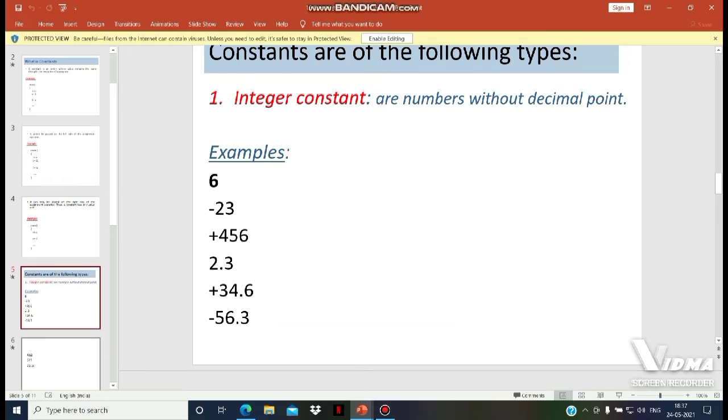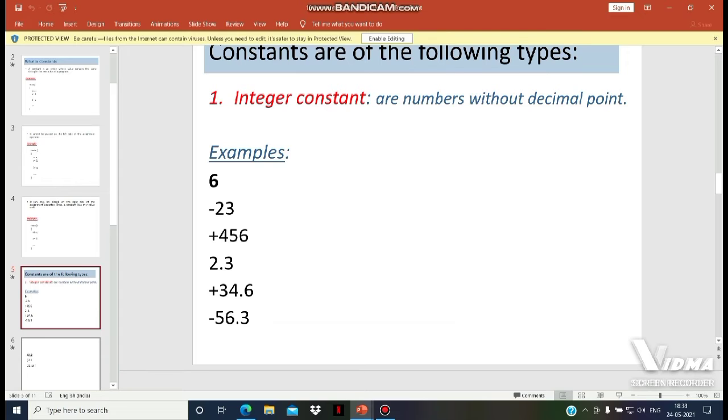Next, types of constants. Constants are of the following types. First one is integer constant. Integer constants are numbers without a decimal point. The numbers without a decimal point are known as integer constants.